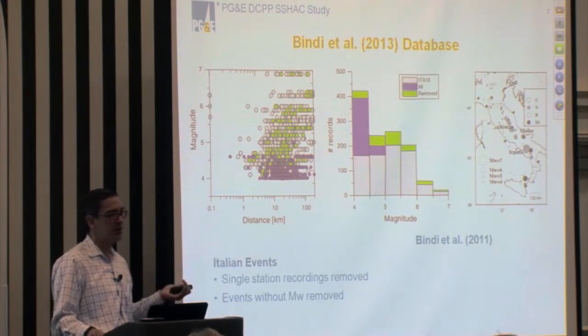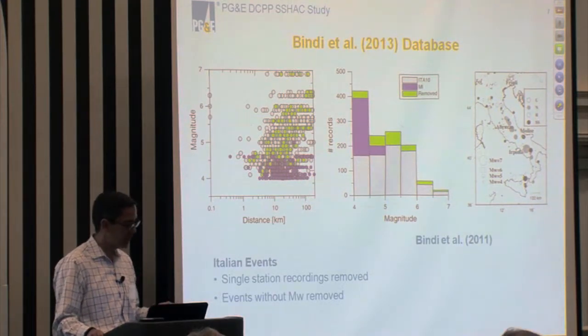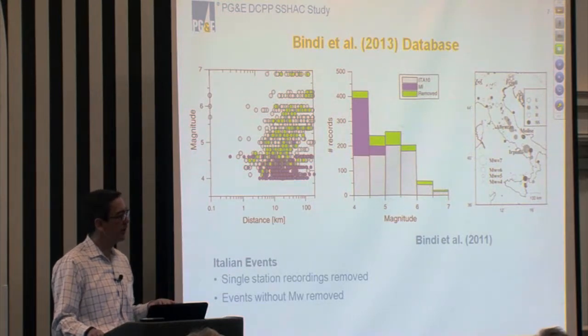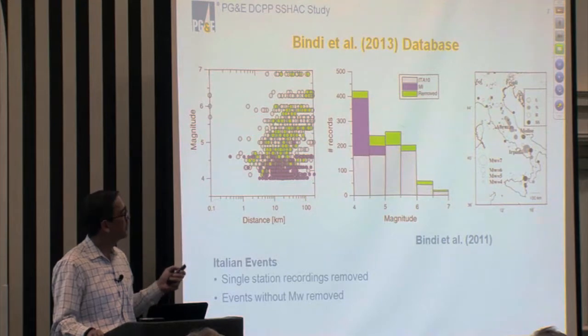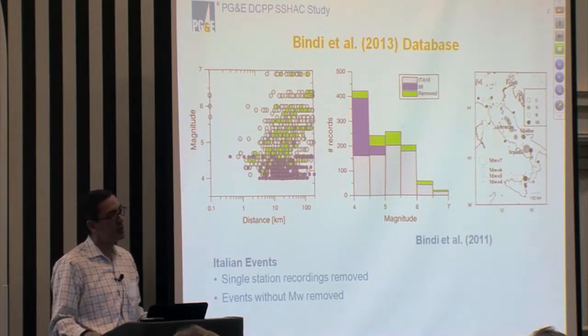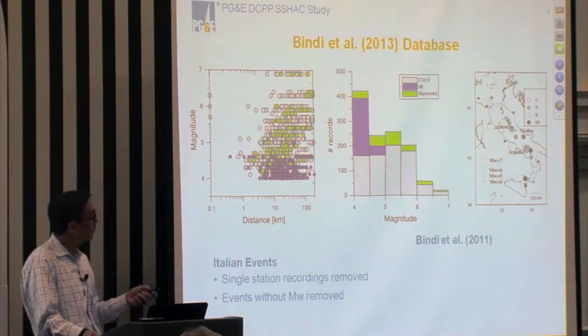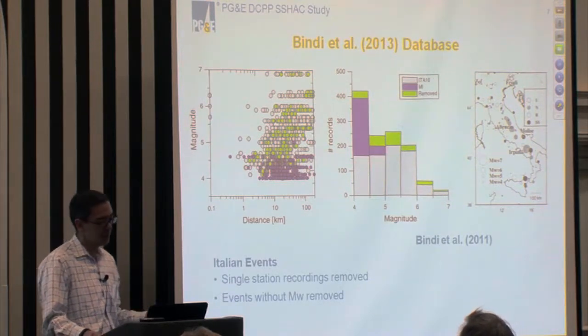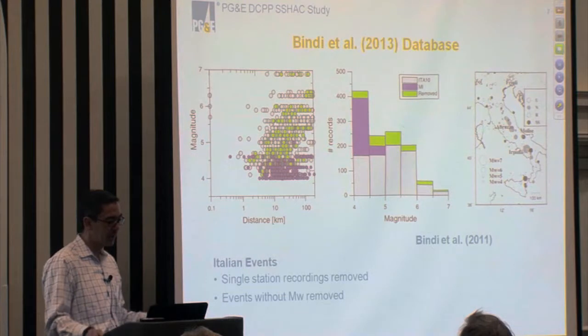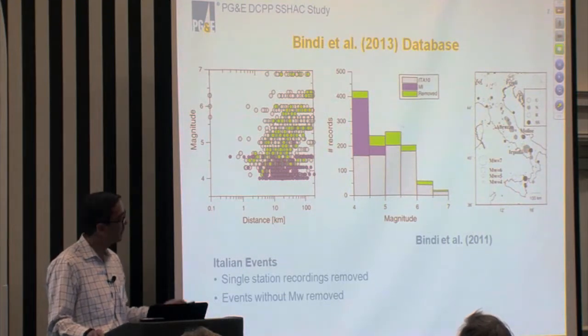So this is why this is one of the GMPEs that we're considering, because it has a lot of normal events. We did look into how many of these significant normal events are contained in the new NGA West 2 database, and those are actually in the NGA West 2 database. So we don't feel that we've missed any of the significant normal faulting events in Italy that are contained in the Bindi data set.